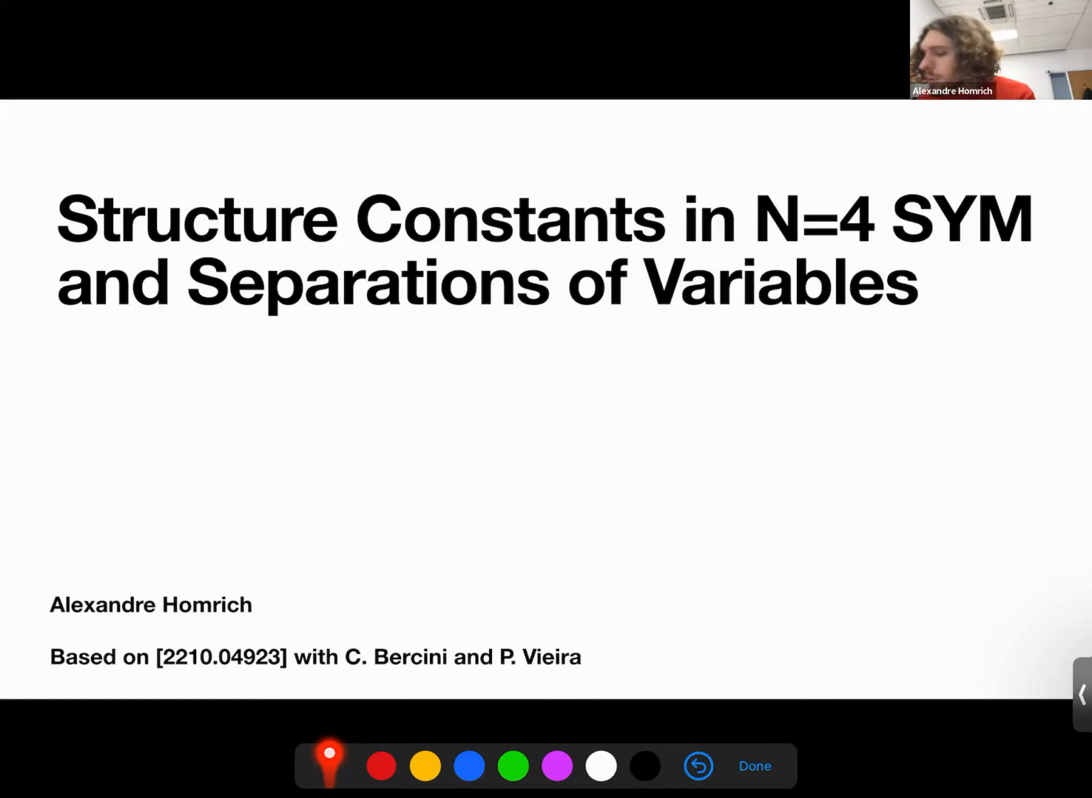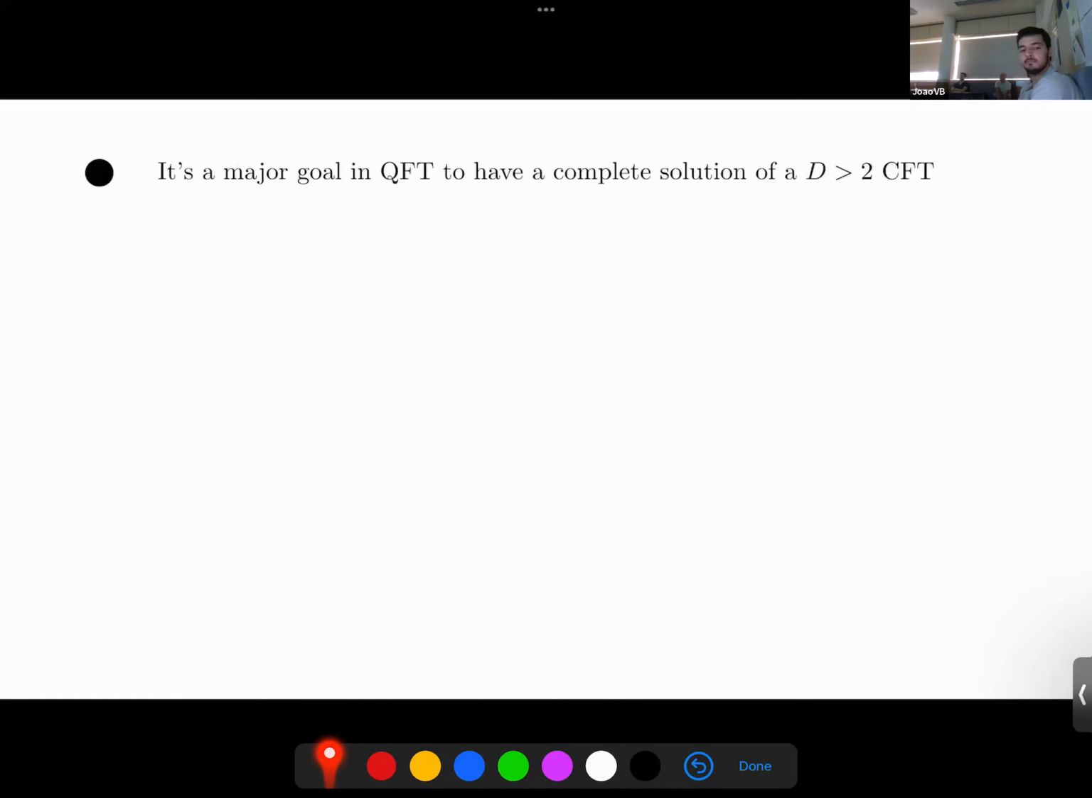Yeah, so I'll be talking today about this work that came out recently with my collaborators, Carlos and Pedro. And when connecting to Zoom, I realized I forgot to add references to the slides. So I apologize for that, but I'll not say anything that's not in the paper, and the paper has all references you might need.